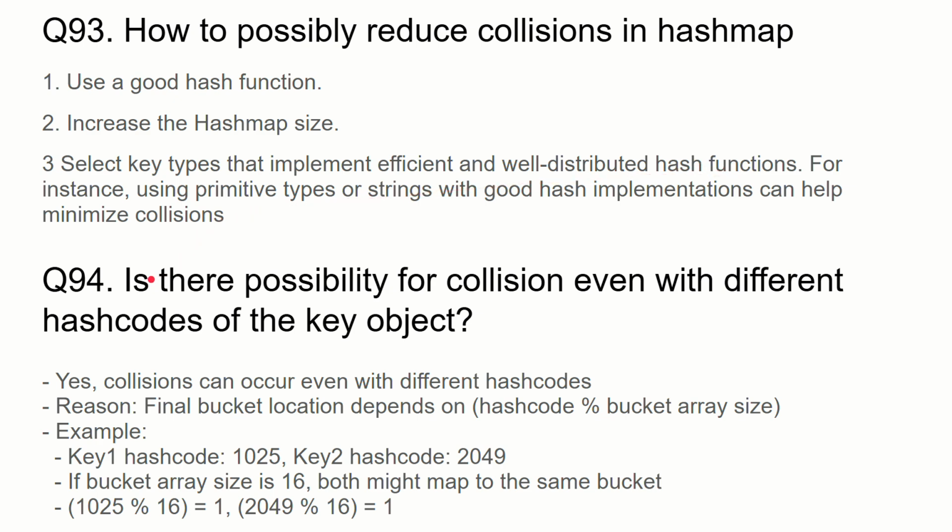So another question: is there a possibility of collision even with different hash codes of the key object? Yes, collisions can occur even with different hash codes. The reason is the final bucket location depends on the hash code modded with the bucket array size. For example, if the hash code of the first key is 1025 and the hash code of another key is 2049, and the bucket size is 16, both might map to the same bucket because 1025 mod 16 is equal to 1, and 2049 mod 16 is equal to 1.